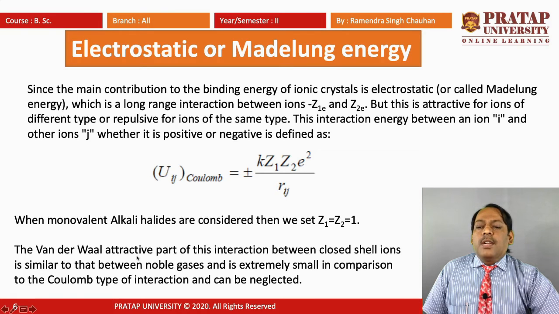And the van der Waals attractive part of this interaction between closed shell ions is similar to that between noble gases and is extremely small in comparison to the Coulomb type of interaction and can be neglected. So when we are considering van der Waals interaction, the outermost orbit is filled, the octet is completely filled. So in this case the Coulomb interaction can be neglected.